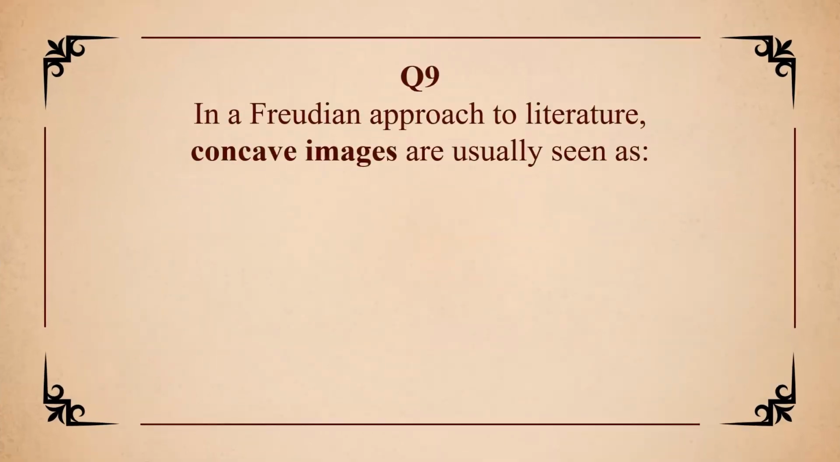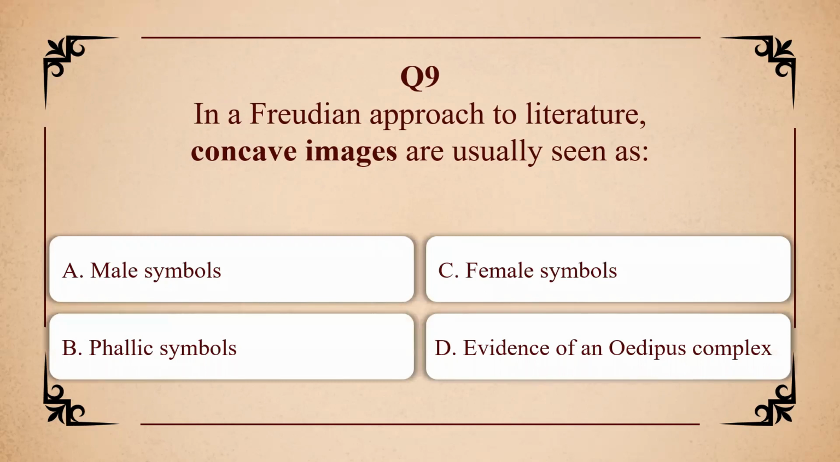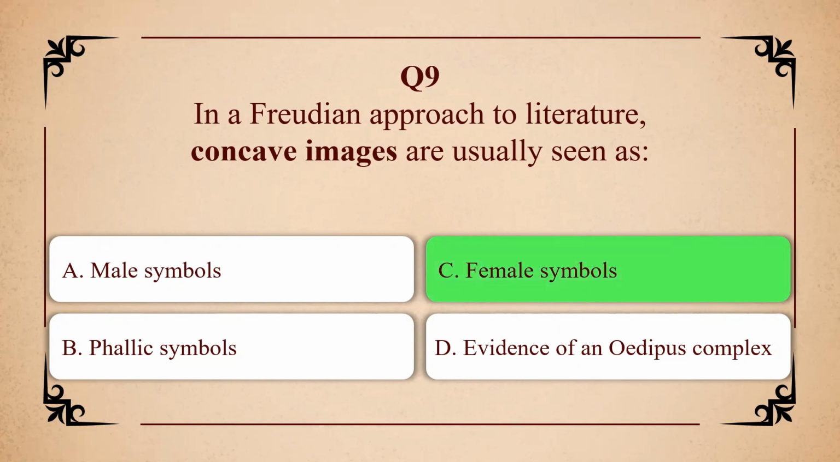In a Freudian approach to literature, concave images are usually seen as A. Male symbols, B. Phallic symbols, C. Female symbols, or D. Evidence of an Oedipus complex. Of course, the answer is letter C. In a Freudian approach to literature, concave images are usually seen as female symbols.